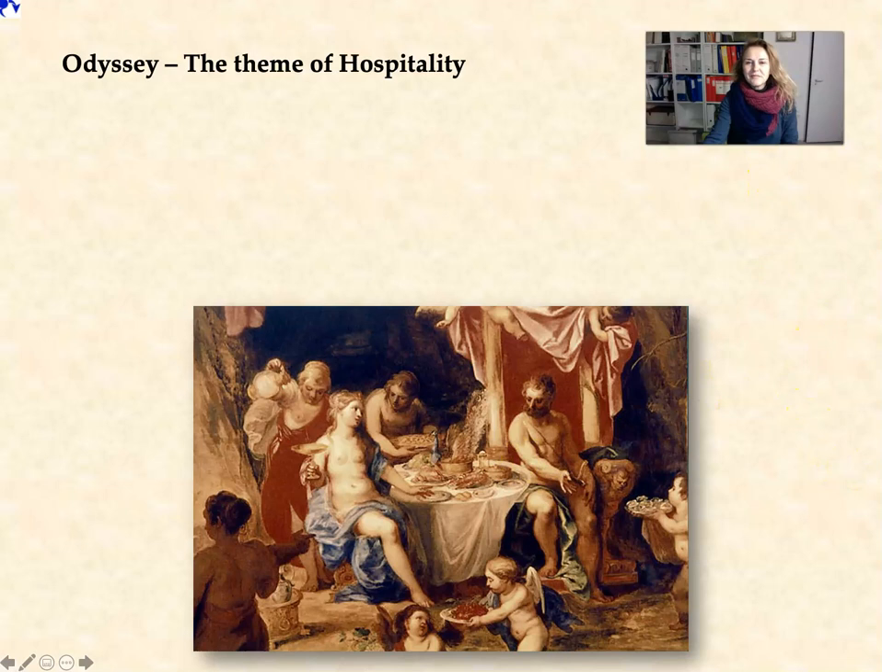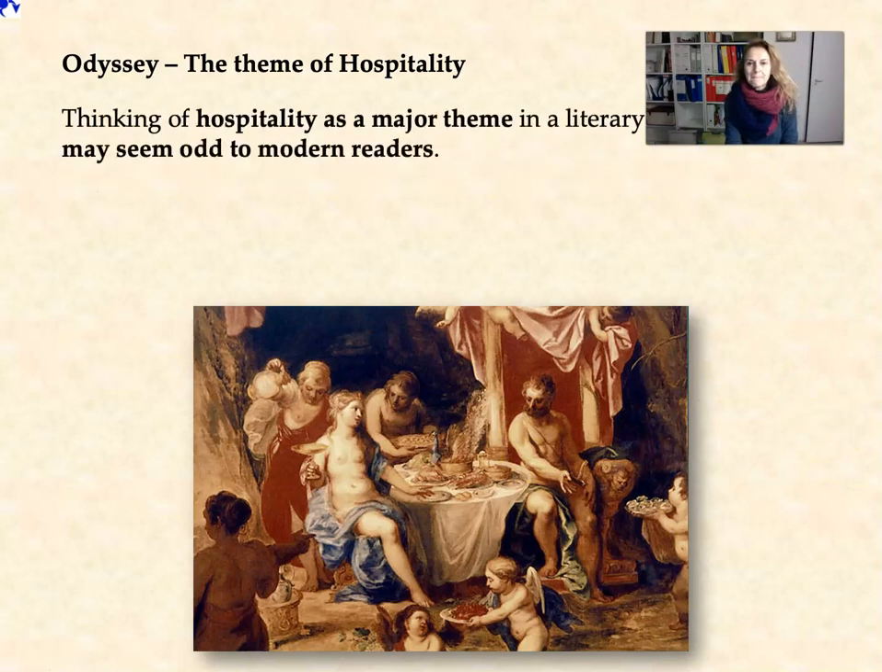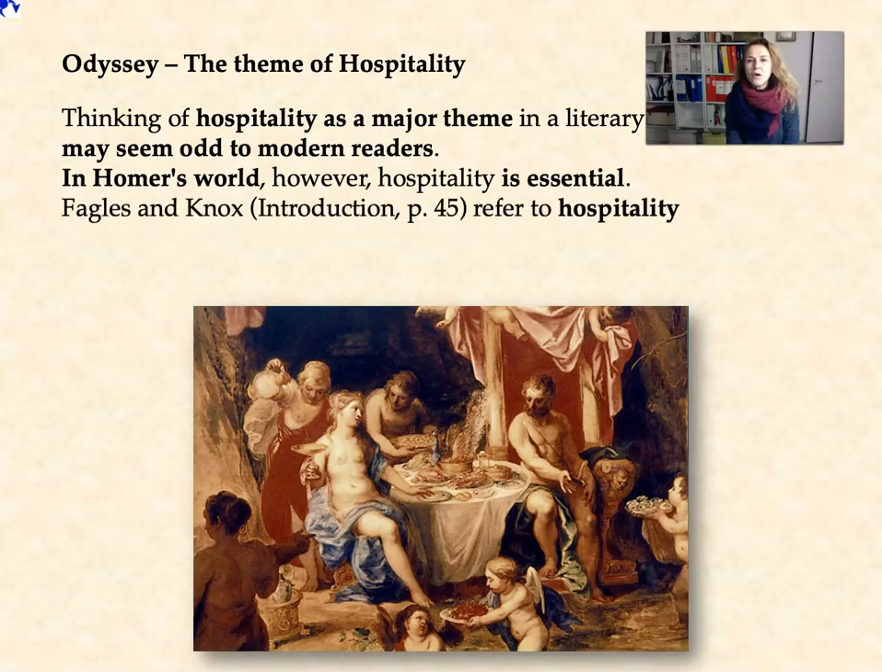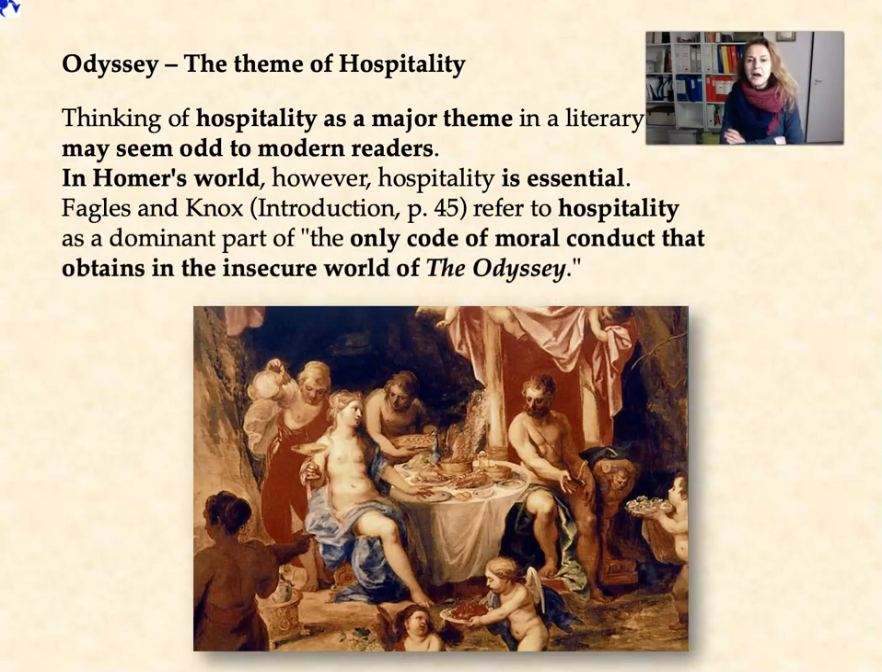So, the theme of hospitality. So, thinking of hospitality as a major theme in a literary work today may seem odd, but in Homer's world, so in those times, hospitality was essential. So in the Odyssey edition by Fagles and Knox, in the introduction, page 45, they refer to hospitality as a dominant part of the only code of moral conduct that obtains in the insecure world of the Odyssey. So remember this.